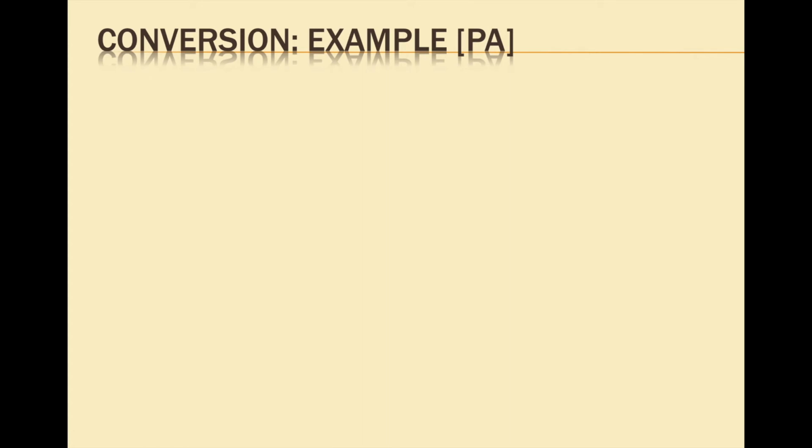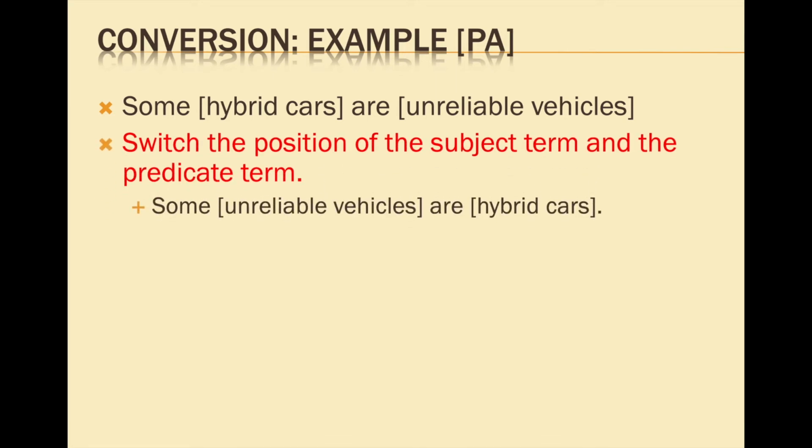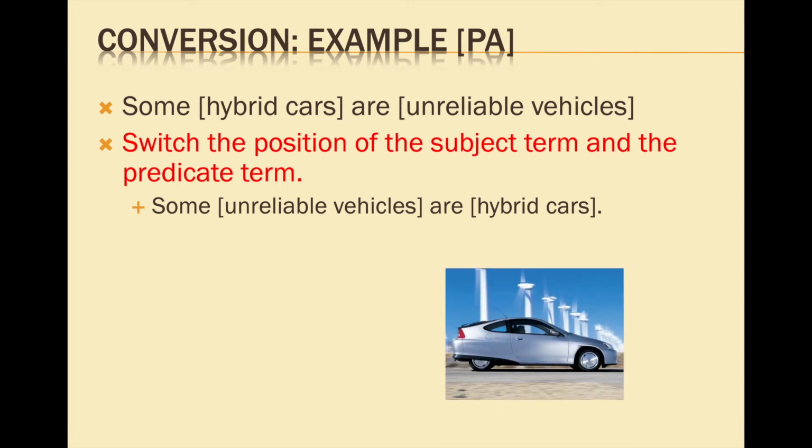And then we have the example for a particular affirmative. Remember that you can use conversion with a universal negative or a particular affirmative, but only for those two types of statements. So the particular affirmative original two-term statement: some hybrid cars are unreliable vehicles. We switch the position of the subject term and the predicate term, which is all it takes to do conversion. And we get the logically equivalent statement, some unreliable vehicles are hybrid cars.